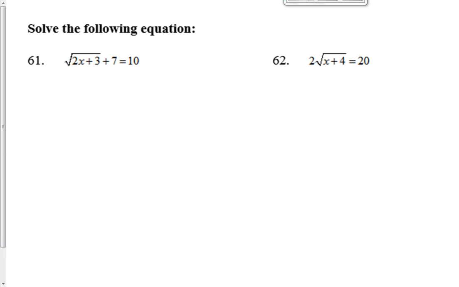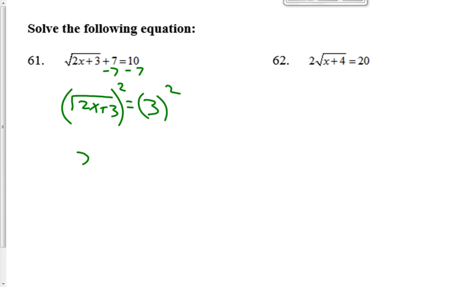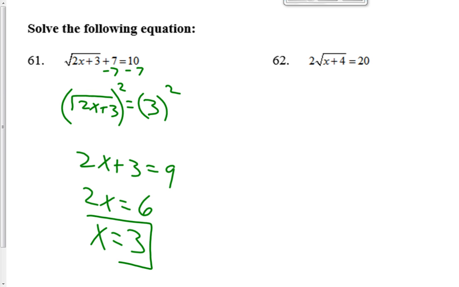61. We're going to subtract 7 from both sides to get the radical 2x plus 3 by itself. And then, to get rid of the radical, the opposite of square rooting is squaring. So 2x plus 3 equals 9. So 2x equals 6. 9 minus 3 is 6. Divide both sides by 2. So x equals 3. You can certainly check this by putting 3 right back into x, and the left side should equal the right side.